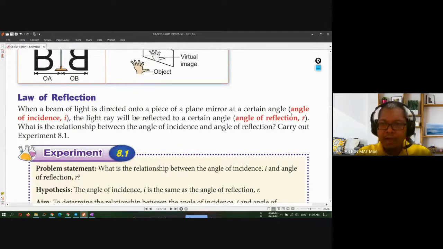We need to have an angle of incident. We represent it by the small letter i over here, and then the angle of reflection, which is the small letter r. Angle of incident and angle of reflection. What is the angle of incident? What is the angle, not angel. Angel is the malaikat. This is angle. Angle of incident, i, and then angle of reflection.